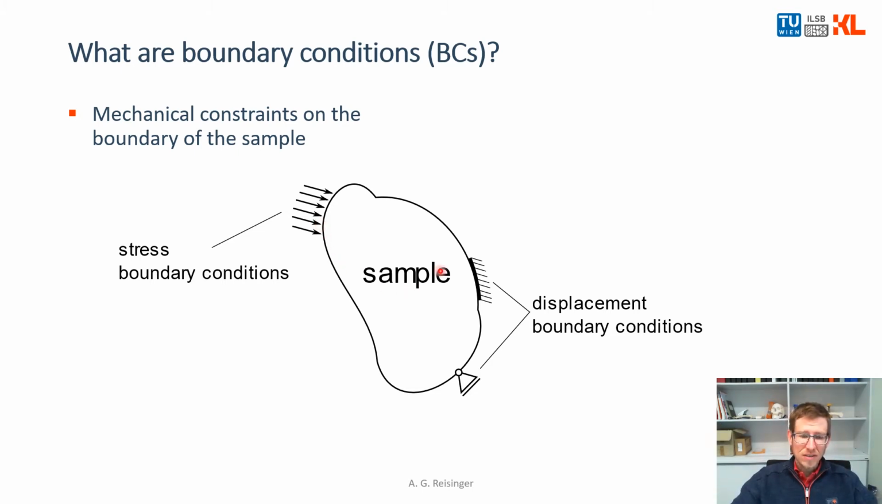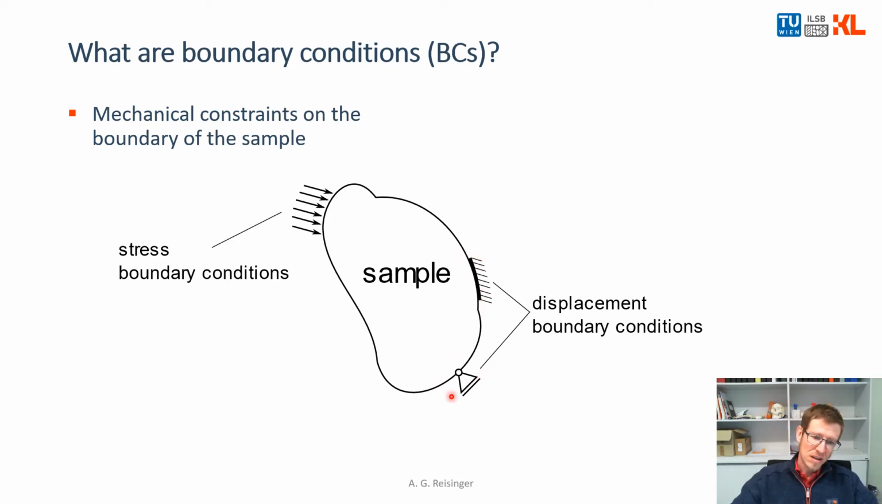On the other hand, you can prescribe displacement boundary conditions. That means that you set the displacement of the surface points of your sample. Indicated here, this means that on this surface of the sample, the surface is locked in space. It cannot move. So this displacement is set to 0 here.